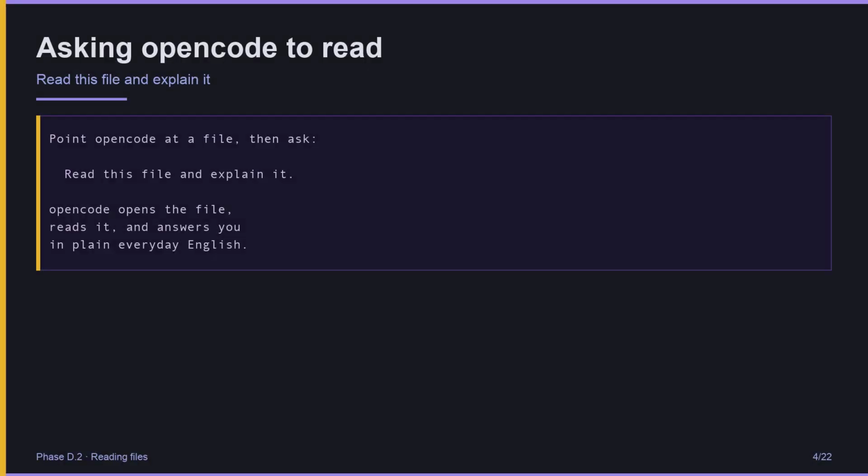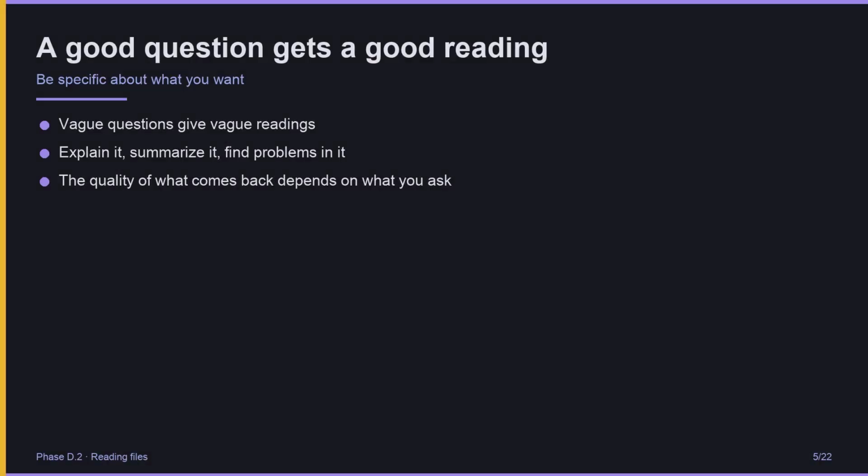Here is how you actually ask. You point OpenCode at a file, and then you write something simple: read this file and explain it. That is all. OpenCode opens the file, reads through it carefully, and answers you back in plain everyday English. You do not need special words or a secret syntax. Just describe what you want, the way you would describe it to a person sitting right next to you. A good question gets a good reading.